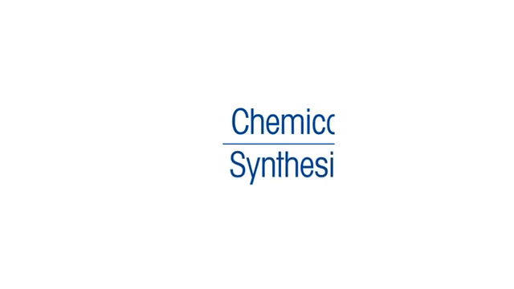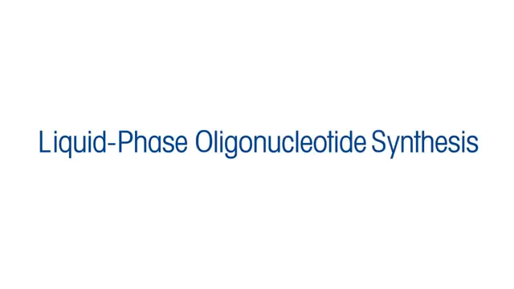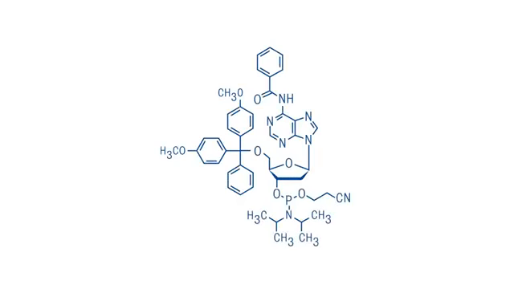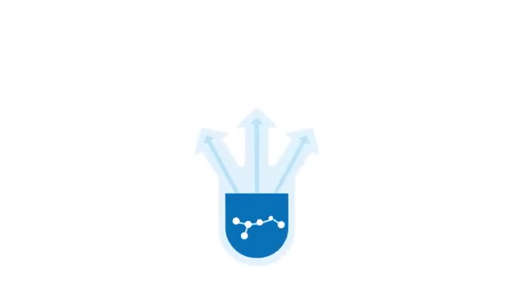Oligonucleotides are generally made by chemical synthesis, a process based on solid-phase phosphoramidite synthesis, SPS, but may also be synthesized by liquid-phase oligonucleotide synthesis, LPOS methods. These molecules are typically modified with protection groups, which enhance both chemical synthesis and clinical function.